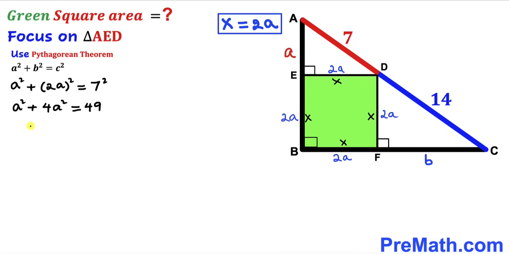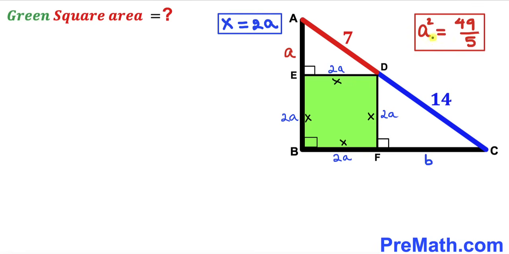Let's combine like terms. On the left-hand side we get 5a square equals 49. Now I divide both sides by 5 to isolate a square. The 5 and 5 cancel, so our lowercase a square value turns out to be 49 divided by 5. And here's our final step.